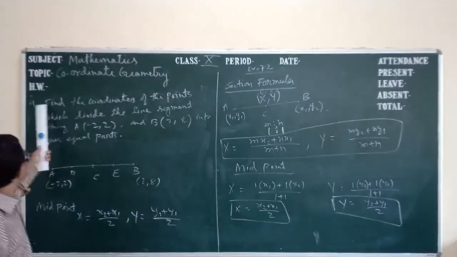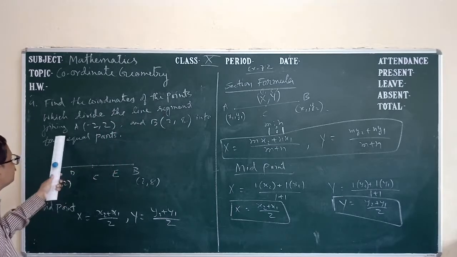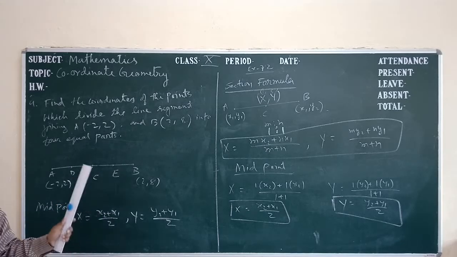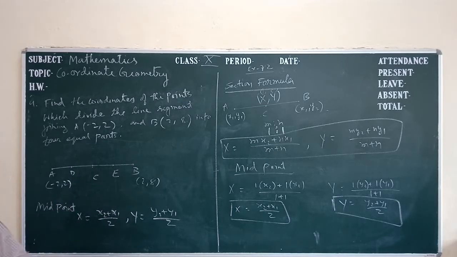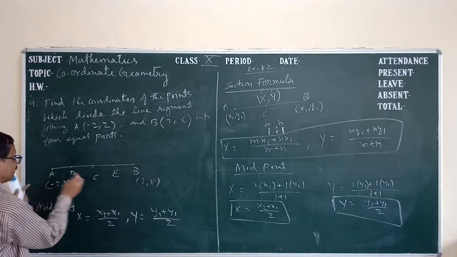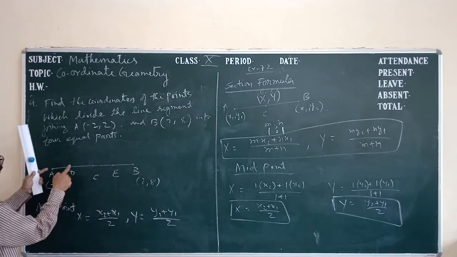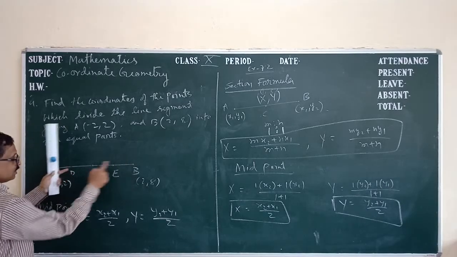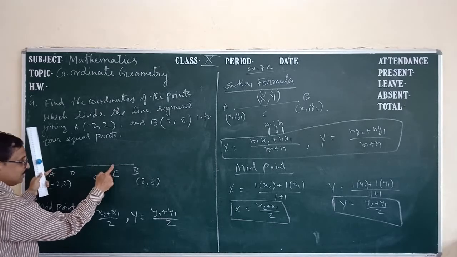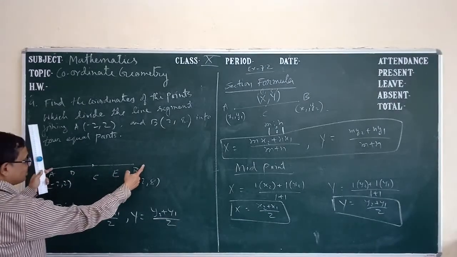Now one question, question number 9. Find the coordinates of the points which divide the line segment joining these two points into 4 equal parts. So one line segment is divided into 4 equal parts. This is a line segment AB divided into 4 parts, that means this part equals this part equals this part equals this part. That means this point is 1 is to 3, this point is 2 is to 2, which means 1 is to 1, and this is 3 is to 1.